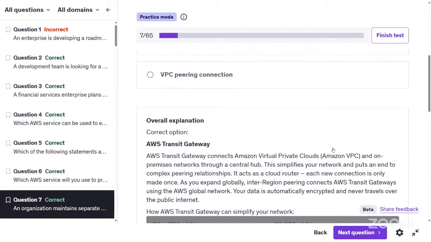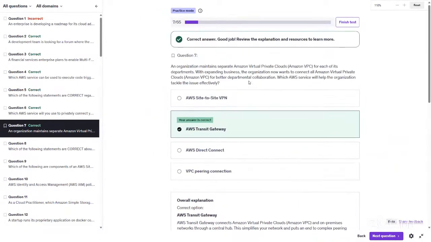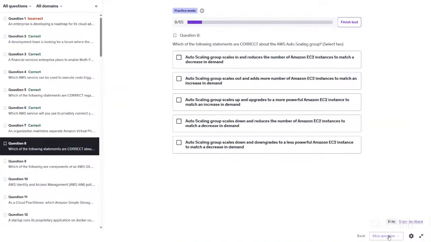So that's something you need to know here. Transit gateway is the answer if it is 2 or more, or 3 or more, I should say, VPCs. Use transit gateway. If it's just 2, use a simple VPC peering connection.